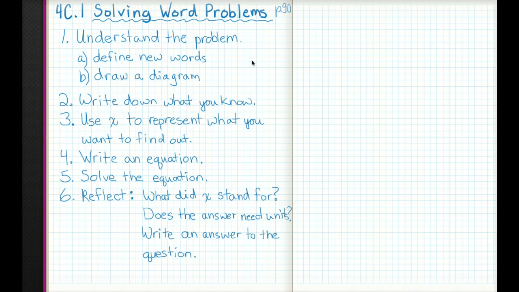So I'm going to try to lead you through 6 steps that are applicable to all kinds of problem solving, not just these ones, but we'll use these particular examples to practice.